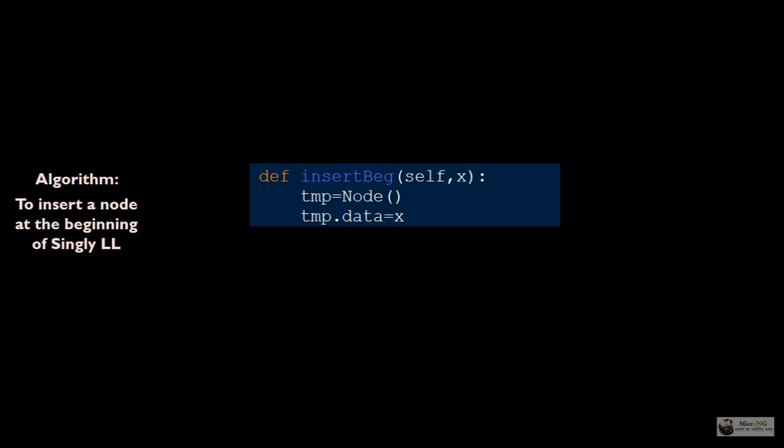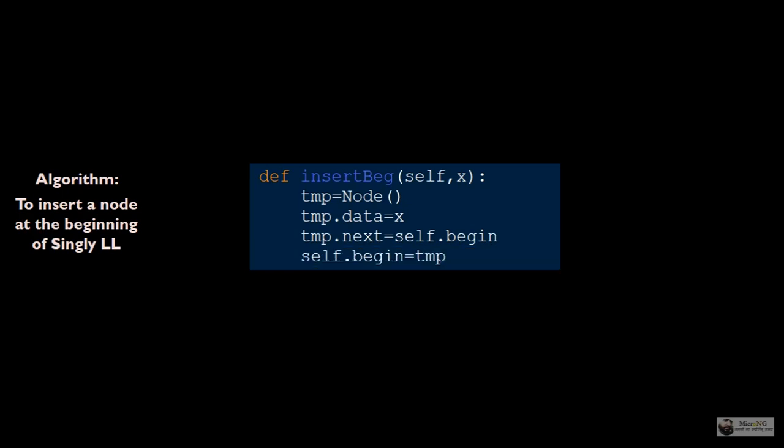So we need to make the connections. TMP dot next should come and point to the existing begin node. So TMP dot next equals begin, and the begin should go and point to TMP. So begin equals TMP. This way we can perform the insertion of a node at the beginning of single linked list.